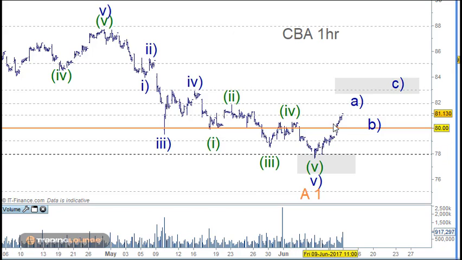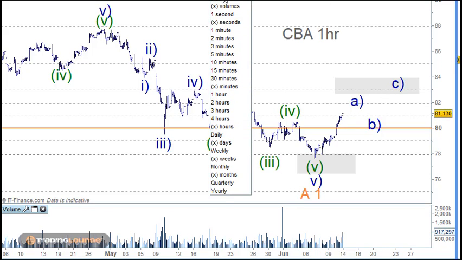Now this count, coming up through here, counts more like an impulse wave than a corrective wave. So if I go into the tick chart, we can have a look at that. One of the first things here is the 50-60% retracement level at 83, which is the top of group 1. So this is going to be significant, and I still expect this market to move up higher through here.